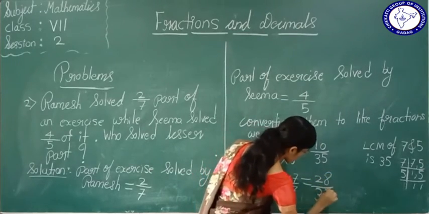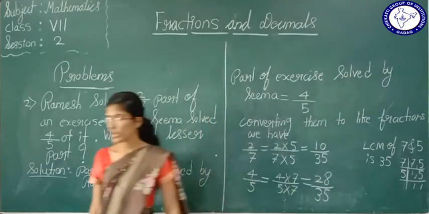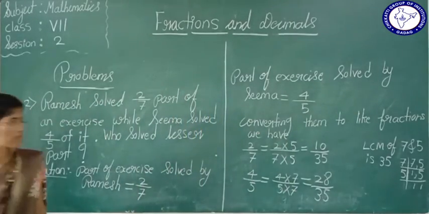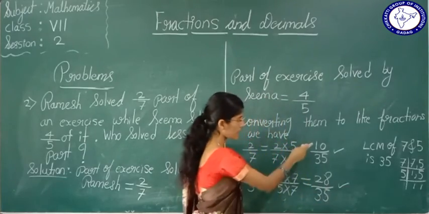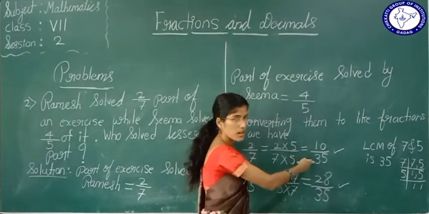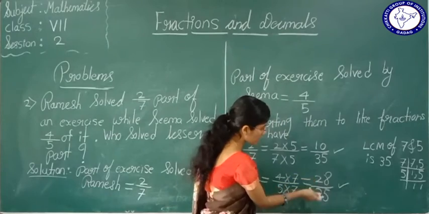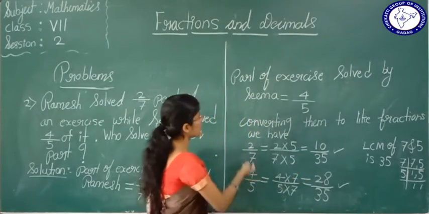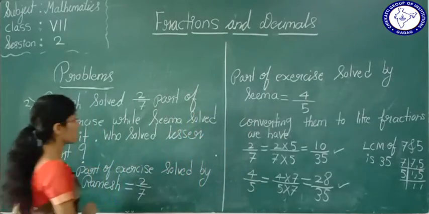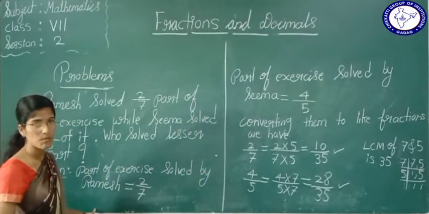Now tell me which is lesser, whether this is lesser or this is lesser. 10 by 35 is less compared to 28 by 35. Therefore, who solved a lesser part? Ramesh solved a lesser part. Yes or no?